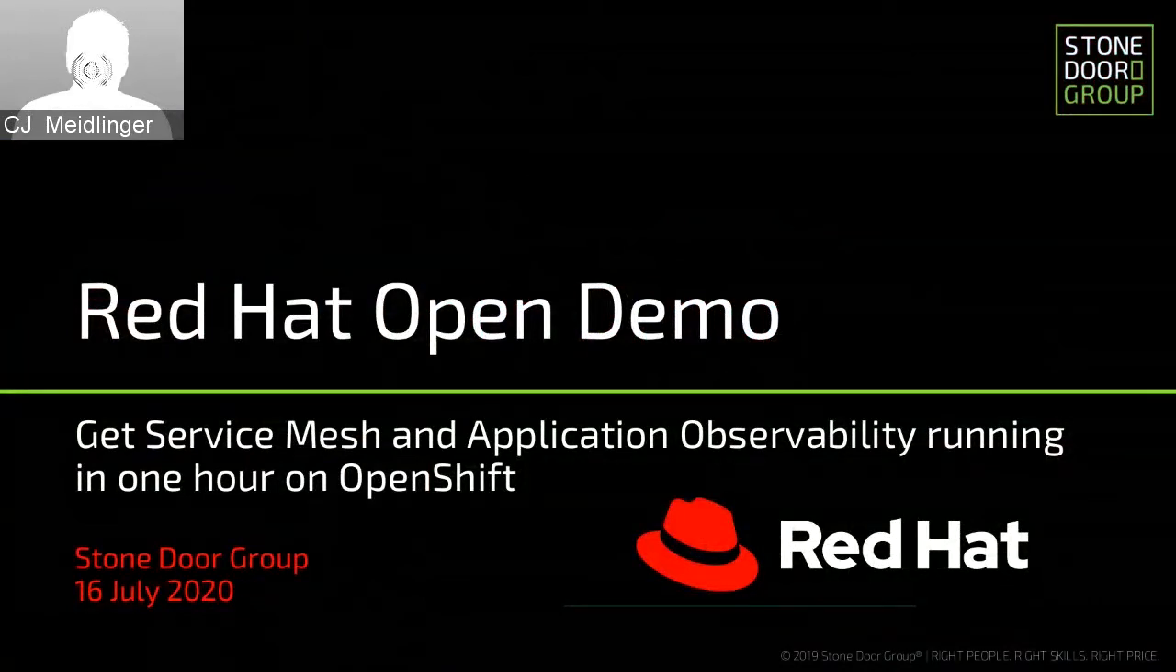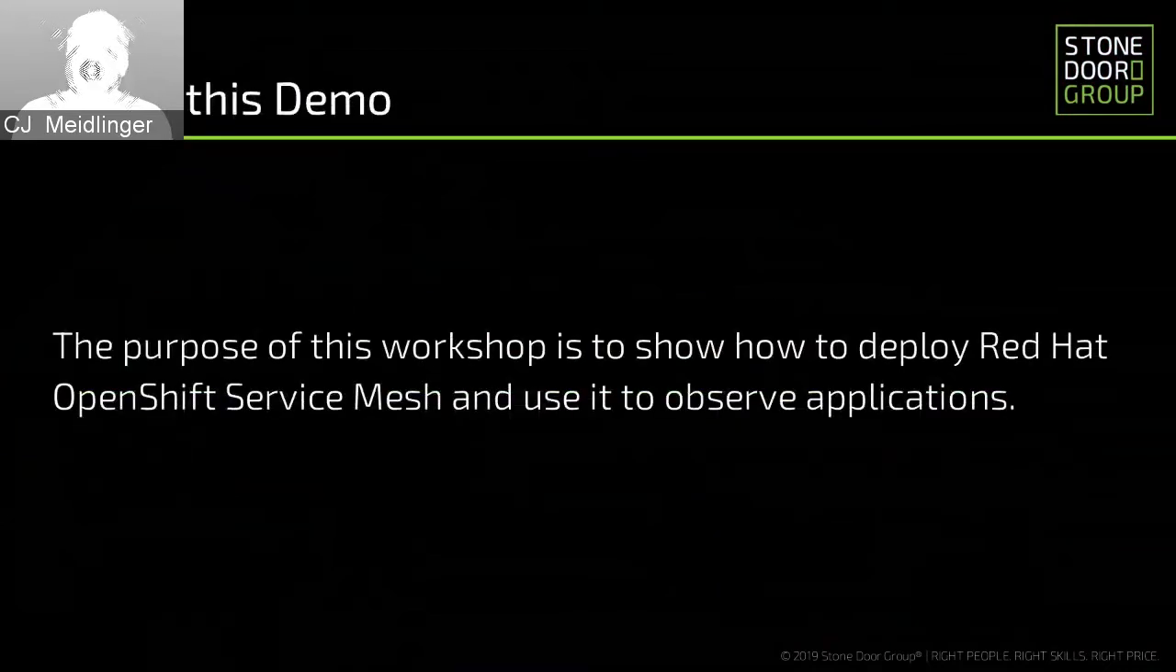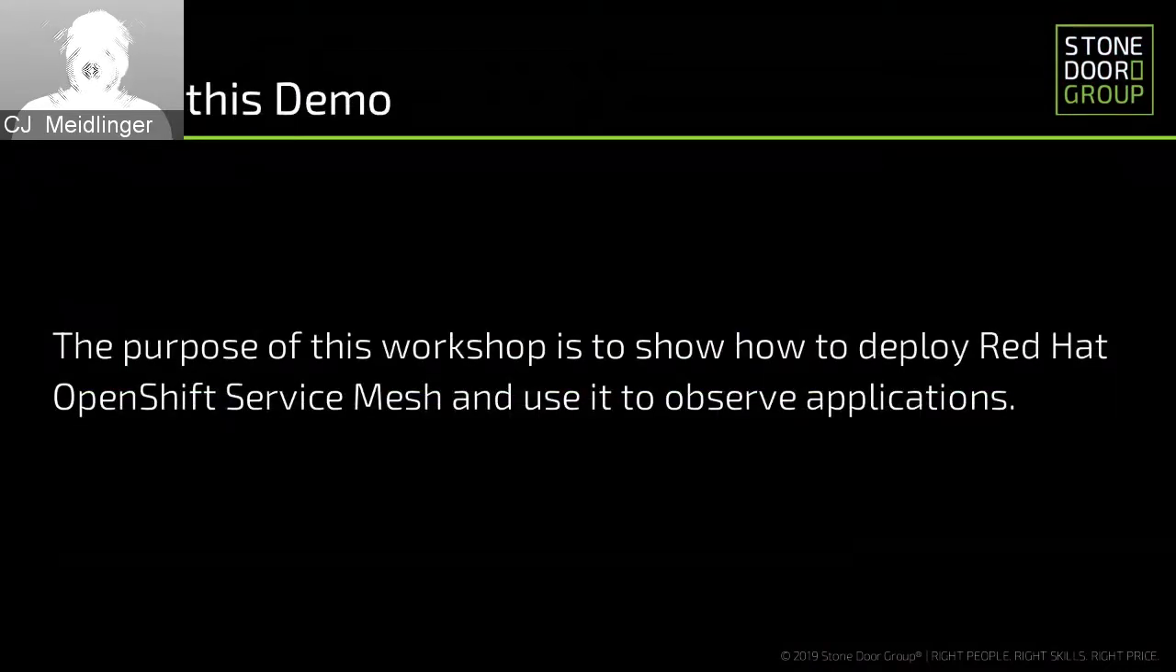All right, so today's Red Hat Open demo is get service mesh and application observability running in 1 hour on OpenShift. So basically the goal of this demo is to spin up service mesh and show you how to do it.